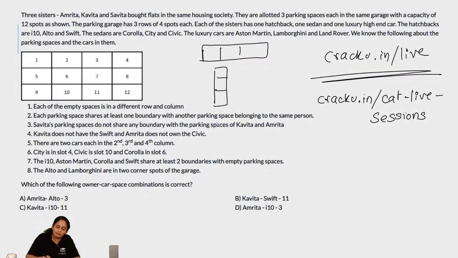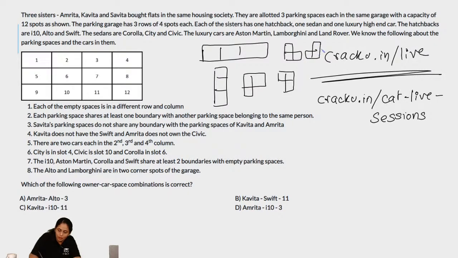If you remember the game Tetris, you can have an L shape like this, or you can have an L shape like this, or the mirror image of it like this or like this. These are the only ways in which you can have actually contiguous blocks of parking spots, which means that Amrita, Kavita and Savita's parking spaces, if you just take their individual parking spaces, are going to look like one of these 6 blocks. That's a big hint for you to try to solve this question.